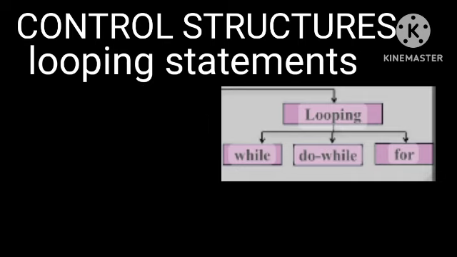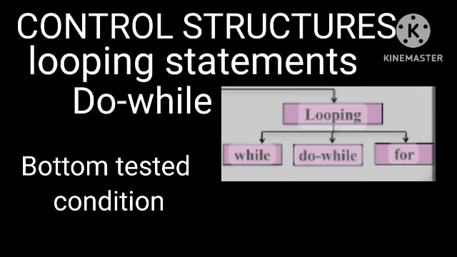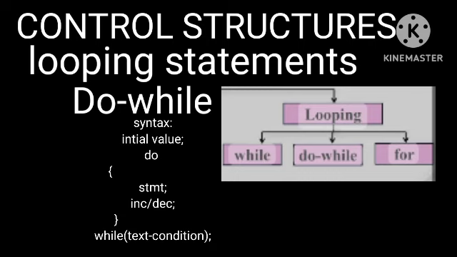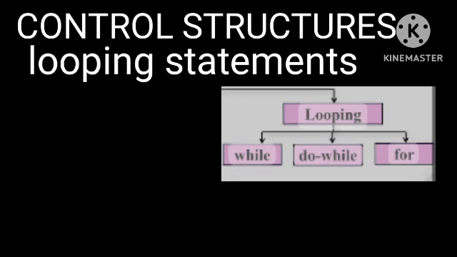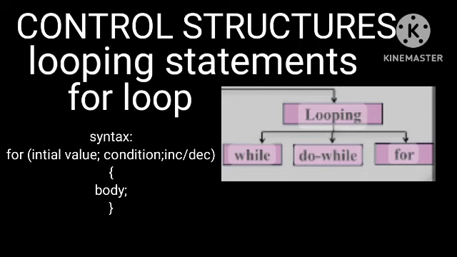Let us discuss the do while loop. It is an exit control loop which repeats the instructions until the condition is satisfied. It is also called a bottom tested condition loop. The do while syntax is: initial value, do, statements, increment or decrement, while condition, which should be at the end of the program. Next one in looping statements is the for loop. It is an entry control loop. It is used to repeat the loop for a fixed number of times. The for loop syntax is: for initial value, condition, increment or decrement, body.